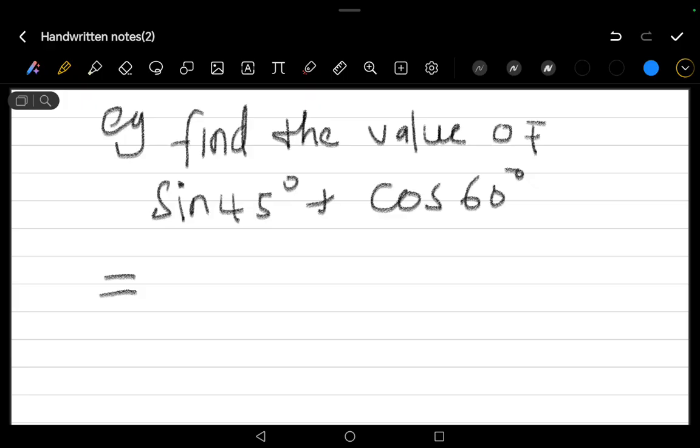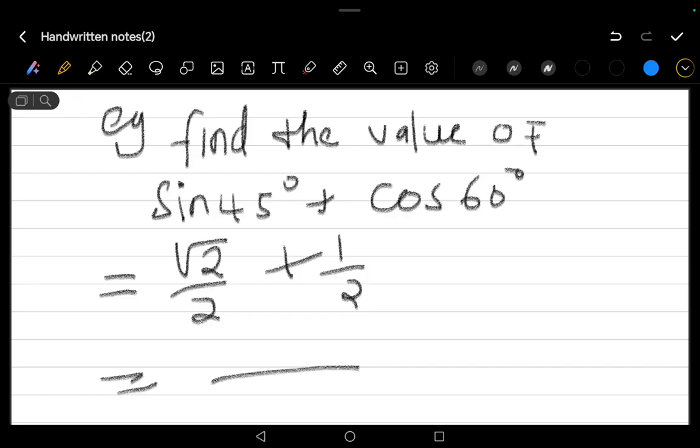One plus square root of 2 plus 1, all divided by 2. Okay, and then we're going to simplify from here. So we're going to take out 2 as a common denominator, and then we have square root of 2 plus 1. So this is our value.